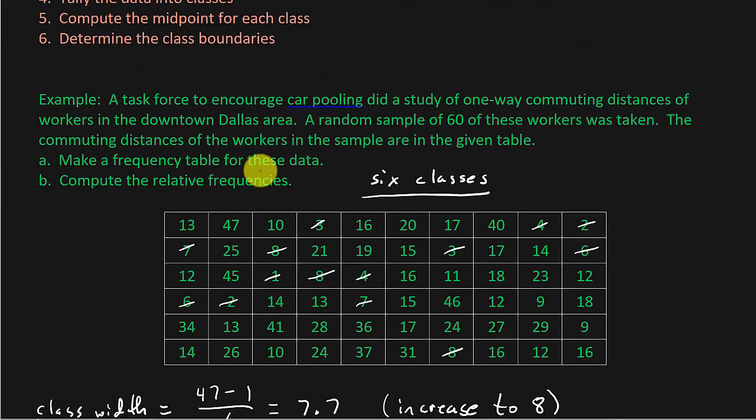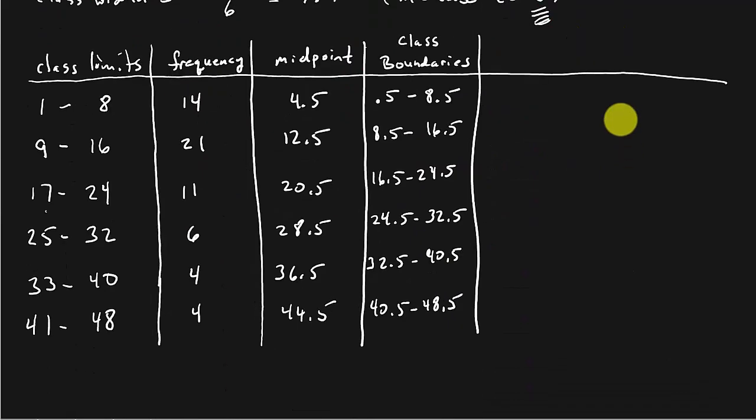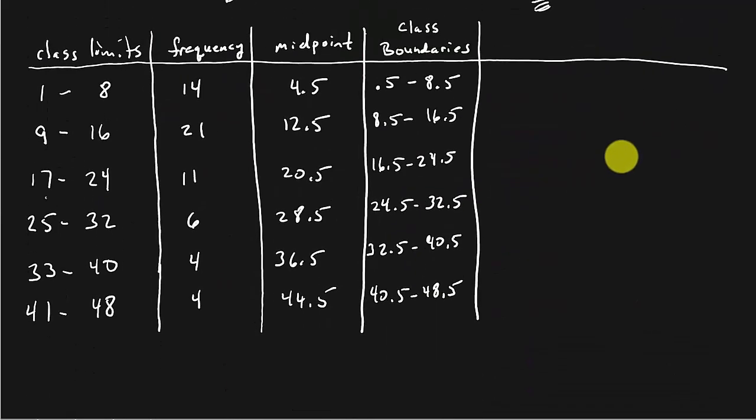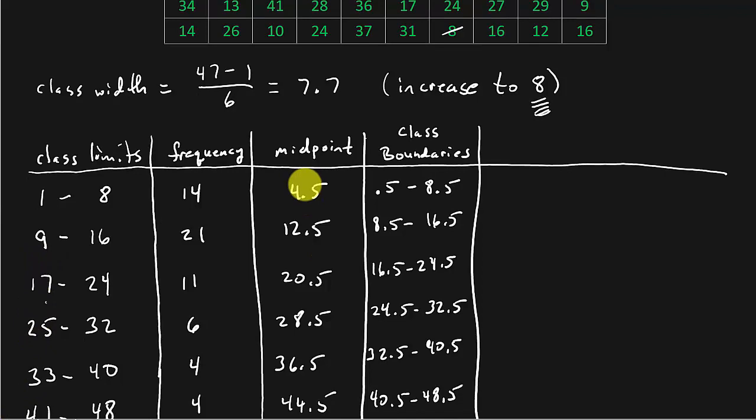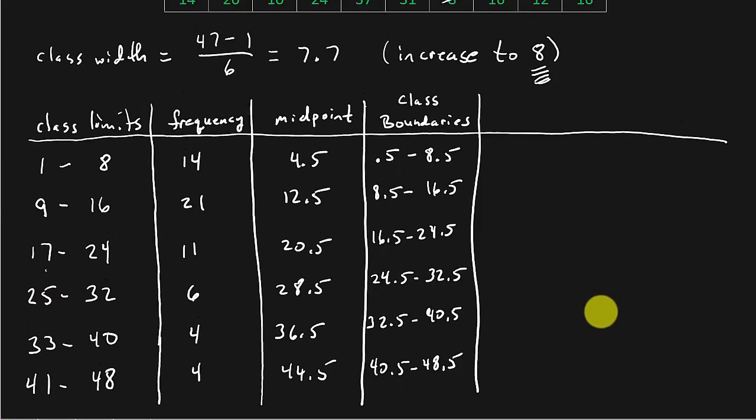That's make a frequency table for these data. That's what we did. There it is. It's not that difficult to do. You just got to remember. But like I said, the thing that students miss the most is when they add the class width. 1 plus the class width, so 1 plus 8 is 9. That is the lower limit of the next class. And then you just keep adding 8 until you get to the last one.